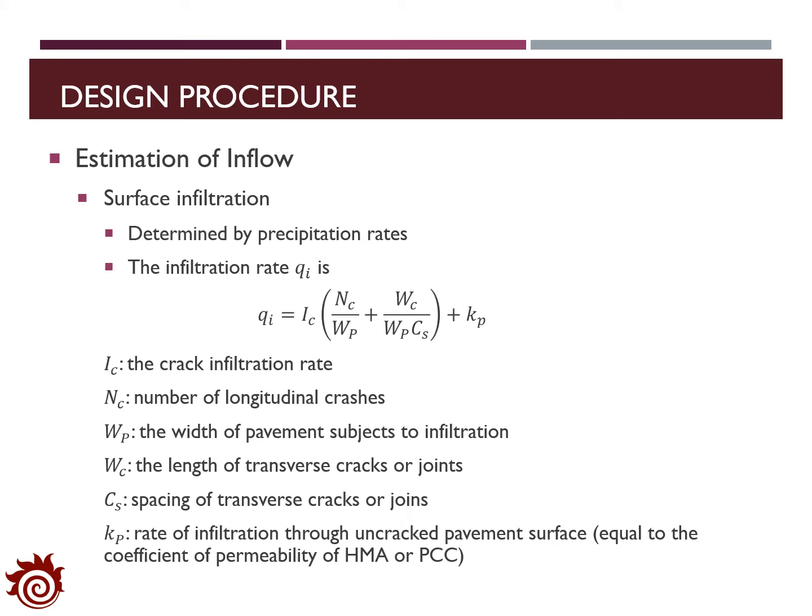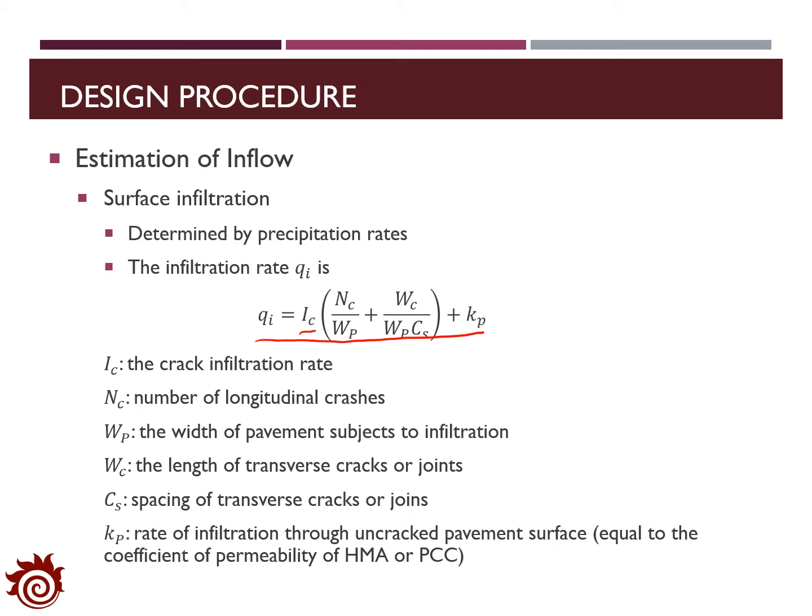Usually the surface infiltration is determined by the precipitation rate. The equation here shows the way for us to estimate the infiltration rate at one area. Here we use Qi to represent the infiltration rate. Qi equals Ic times (Nc over Wp plus Wc over Wp times Cs) plus Kp.